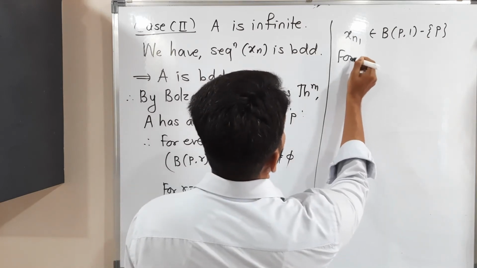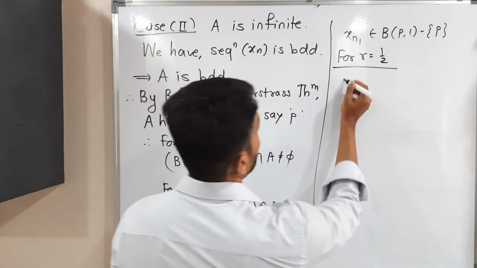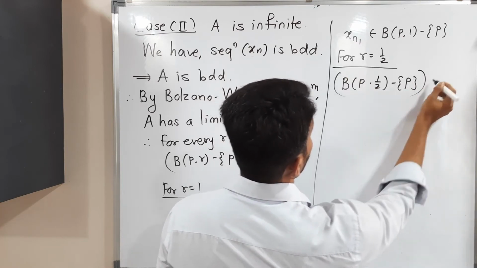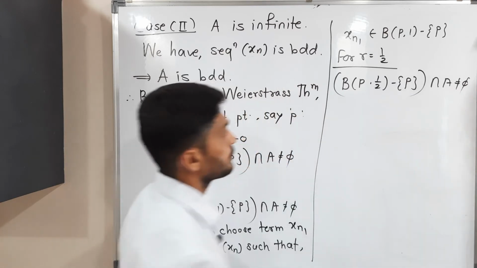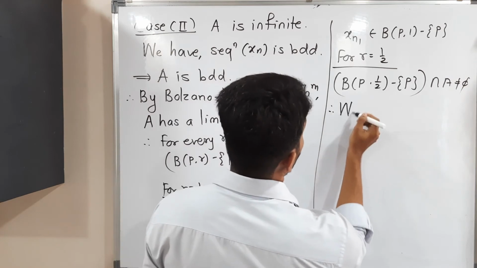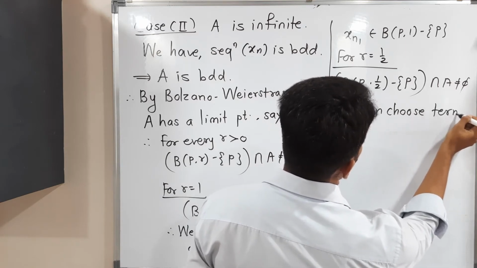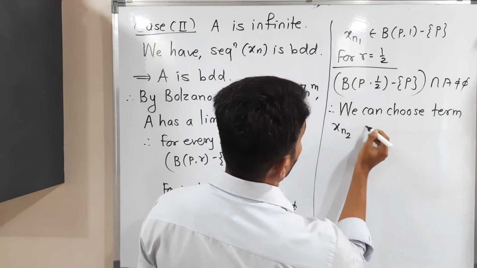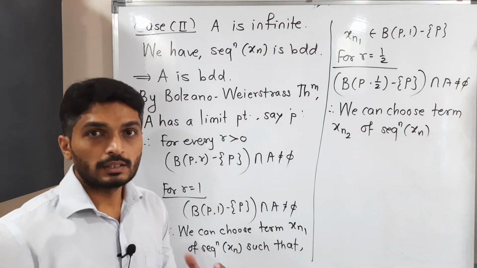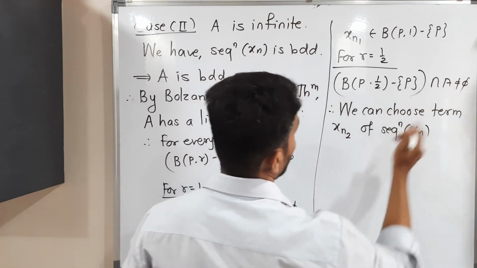For r equal to 1 by 2, what will happen if I put r equal to 1 by 2? B(P, 1/2) minus singleton P intersection A is not equal to phi. So again we can find some point from this intersection. Therefore, we can choose a term xn2 of the sequence xn. I'm saying of the sequence xn because A is a collection of terms of the sequence xn. A is nothing but xn, you have to keep in your mind, okay? So I'm selecting a term from this set A, that means a term of the sequence xn.